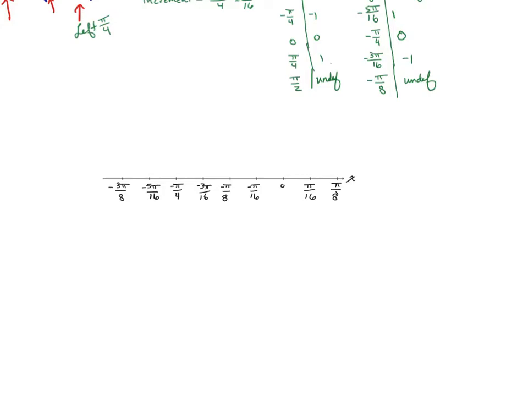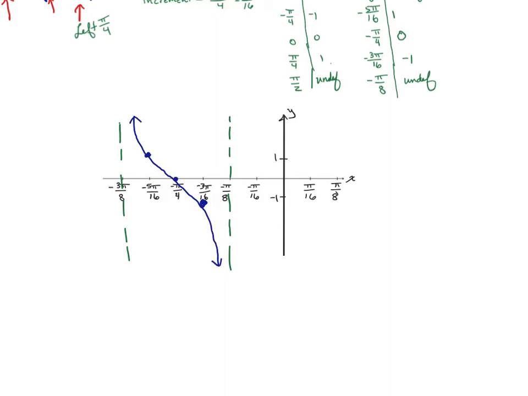Then we find our y-axis by looking at where x equals 0 and putting our values of 1 and negative 1 on our y-axis. And negative 3π/8 corresponded to a vertical asymptote, as did negative π/8. Negative π/4 was mapped to 0. Negative 5π/16 corresponded to 1. Negative 3π/16 corresponded to negative 1, and we can go ahead and draw that first cycle. And then we repeat the pattern.